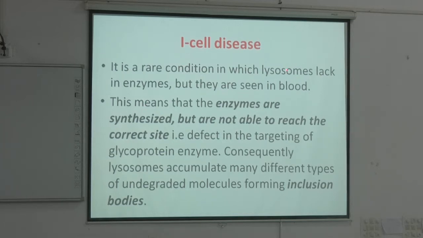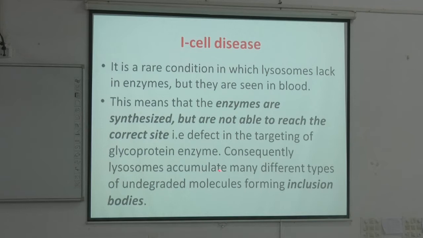That lysosome lacks enzymes, but they are seen in blood. So due to that protein targeting defect, what will happen? Examples we can take: glycoprotein enzymes. One example is also mannose 6-phosphate. So what will happen?